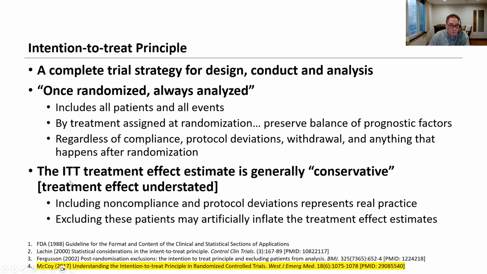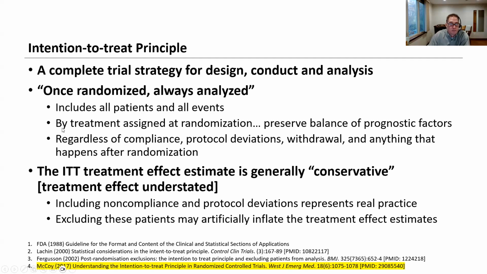Some of what I have here was pulled from there, but I also like this Lakin 2000 paper in controlled clinical trials. It is very helpful, and has been very helpful to me in some other projects that we've done. The intention to treat principle is a complete trial strategy for design, conduct, and analysis of the study, right? The mantra is once randomized, always analyzed. So the intention to treat analysis includes all the patients, all the events, all the outcomes, right?